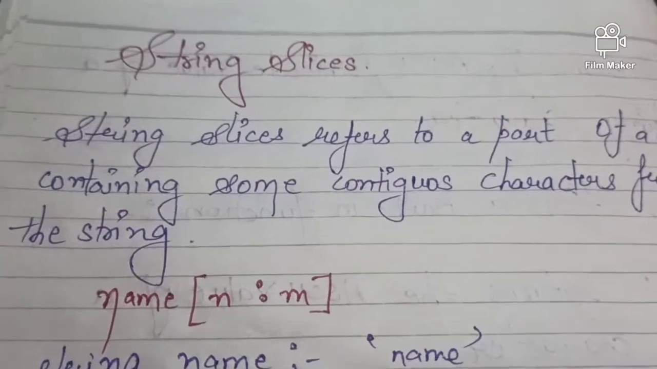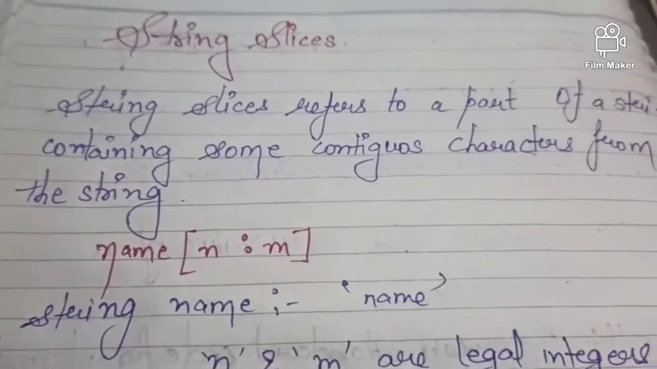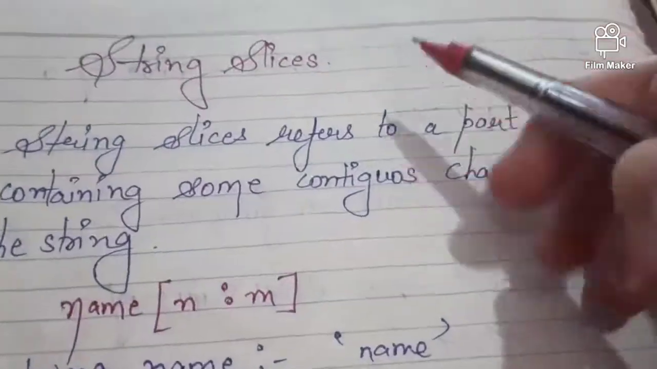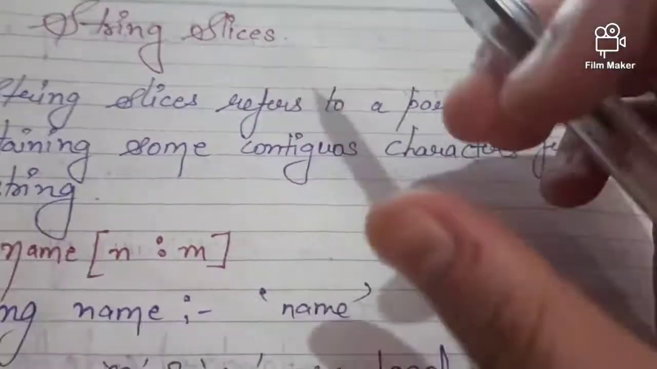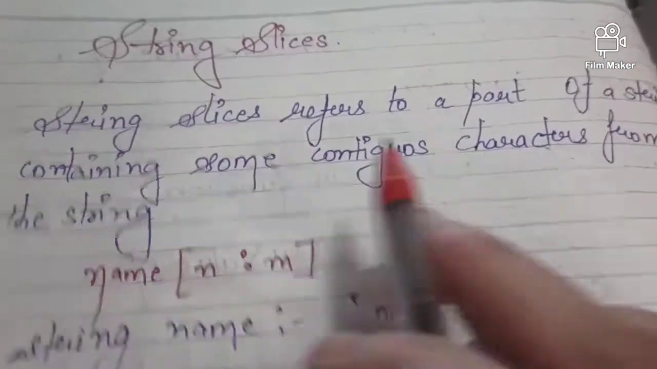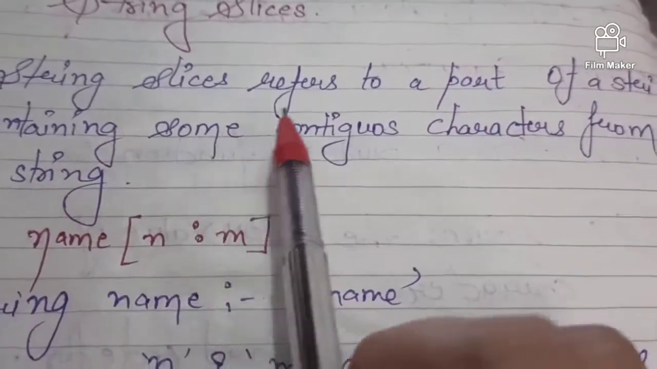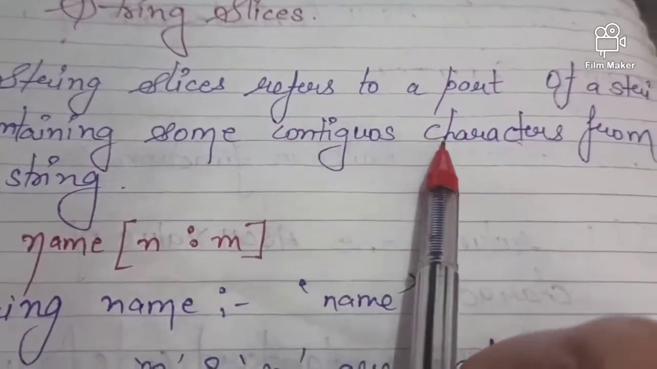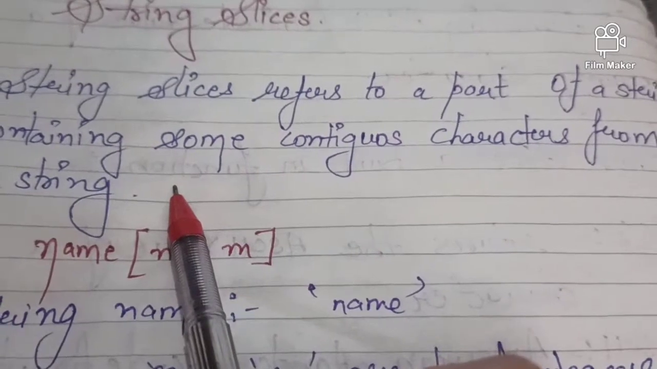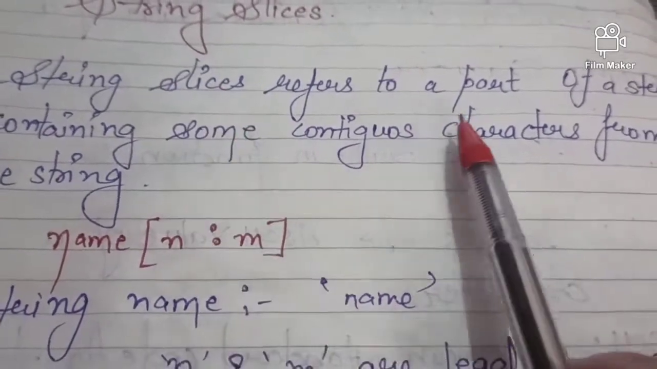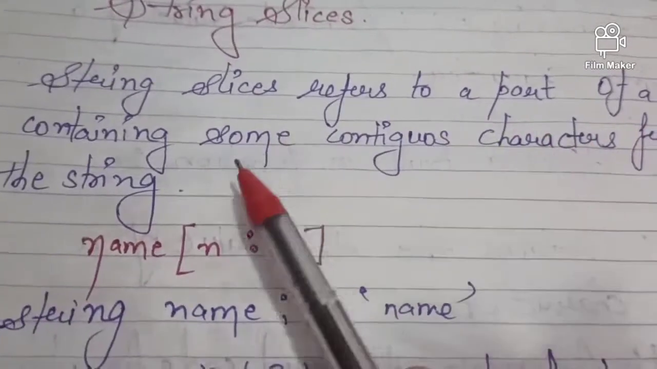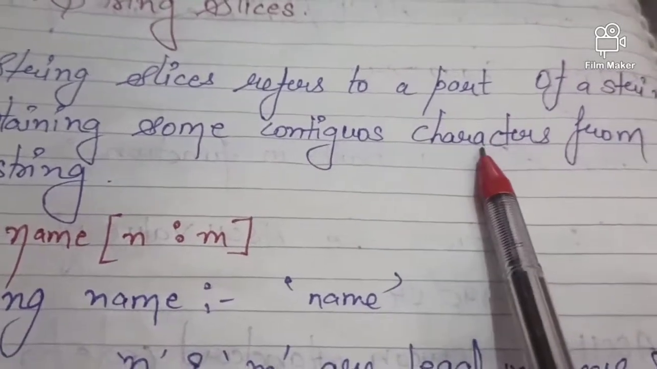Yes, so now we shall discuss our next topic, that is string slices. Slices, you all know, a piece from a whole, right? So string slices here refers to a part of a string containing some contiguous characters from the string. So what happens in string slices? It refers to a part of a string containing some contiguous characters from a string.